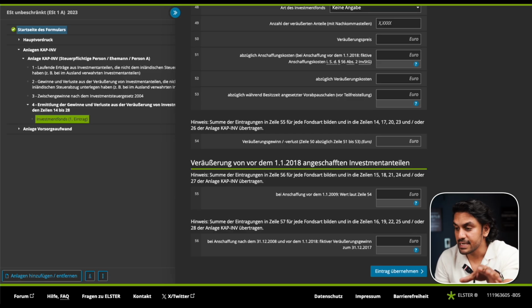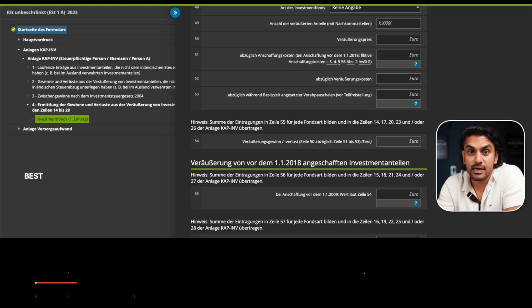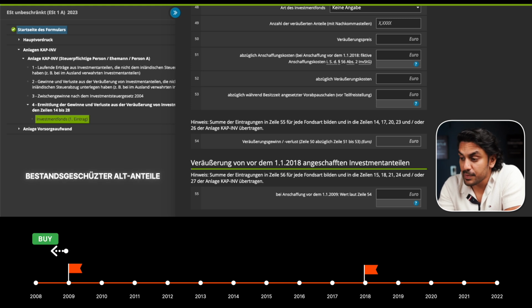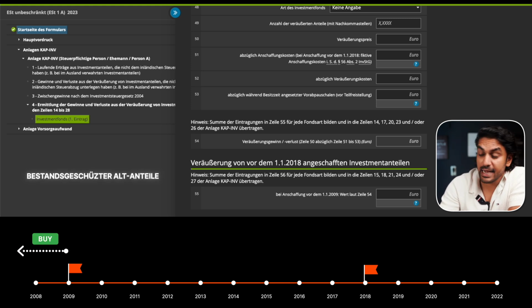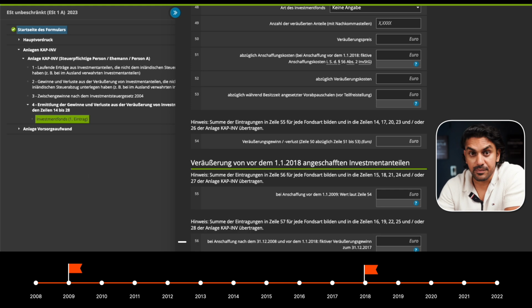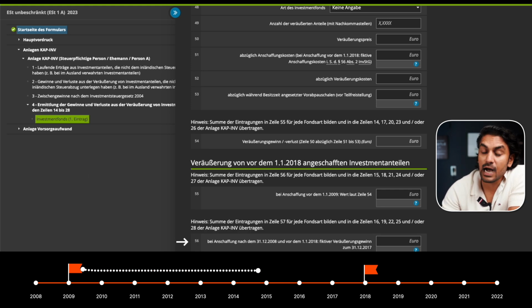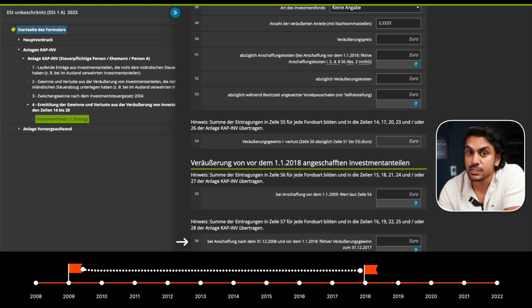So this advance flat rate has to be provided in line 53. Line 54 will be automatically filled based on your other inputs. And field 55 is specifically for reporting gains from the disposal of protected old shares, or bestandsgeschützte Altanteile, that correspond to the values in line 54. Again, these are typically investment shares purchased before January 1, 2009 and sold before January 1, 2018. Similarly, field 56 is for reporting gains from the sale of funds purchased after December 31, 2008 and sold before January 1, 2018.